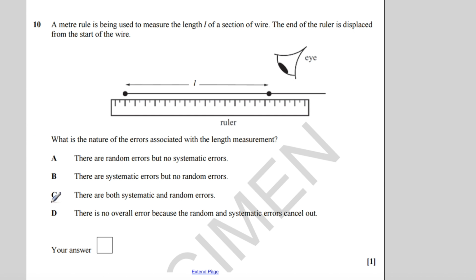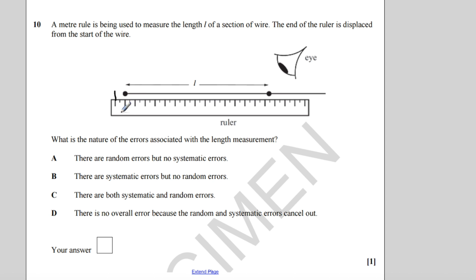In this question, we're being asked about errors that might be occurring in a measurement, and something that we need to do is just study the diagram for a moment. So at the moment, we've got something wrong here. We're measuring the length of this section of wire, and we can see that it doesn't start at the 0 point on the measurement.